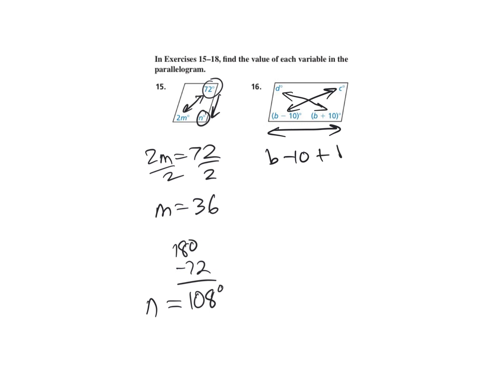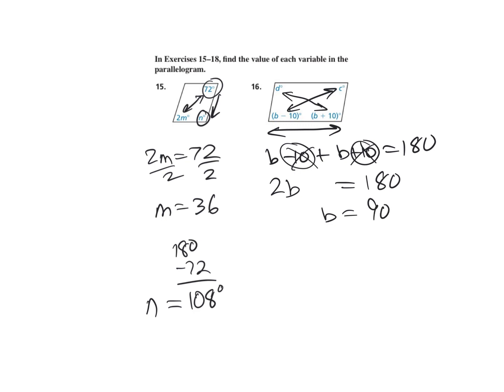Supplementary means that two angles added together equal 180. So B plus B is 2B, and I got a negative 10 and a positive 10. They cancel out. So I divide off the 2, and B is 90. So if B is 90, I can substitute it into both these positions and figure out some things.